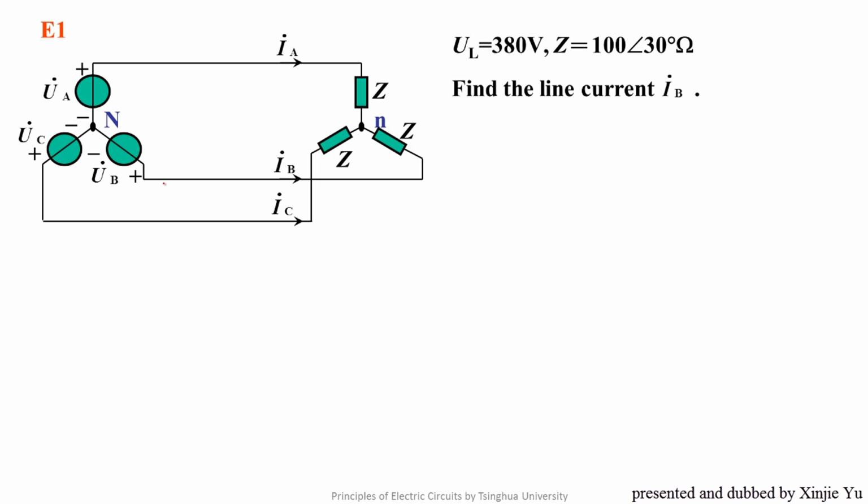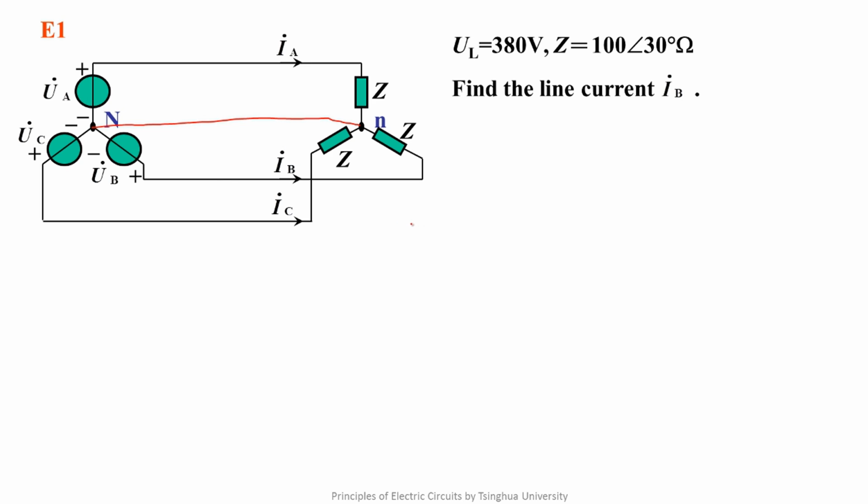This is a balanced three-phase circuit. Although between small n and capital N there is an open circuit, the open voltage between them is zero. So they can be connected by a short line without changing any other branch variables in the circuit. Then we can use the single-phase method to solve the circuit.